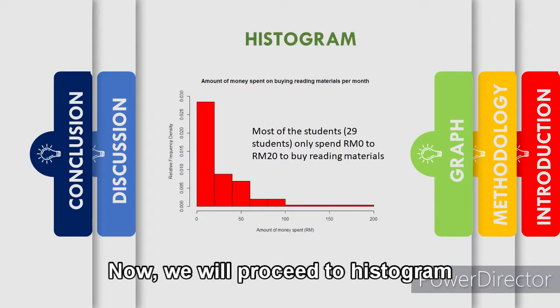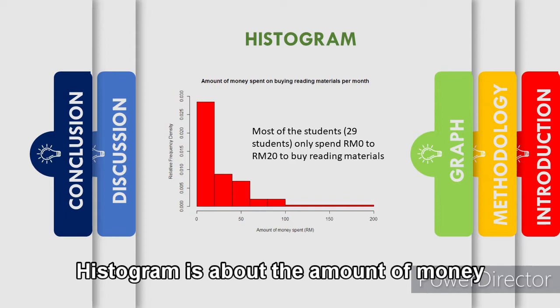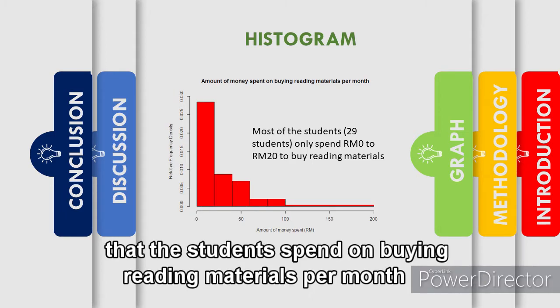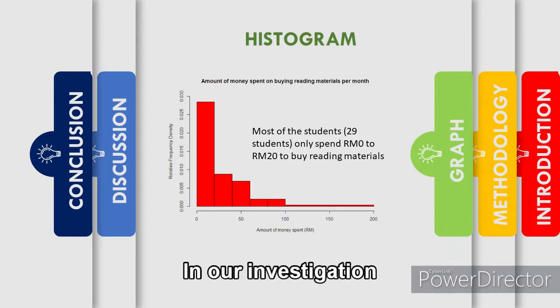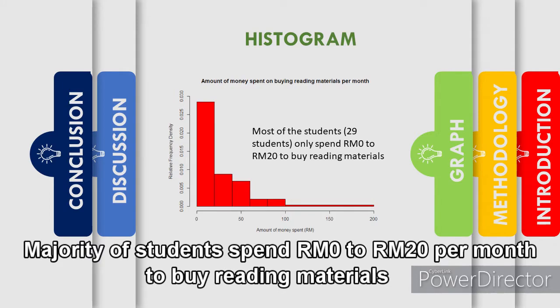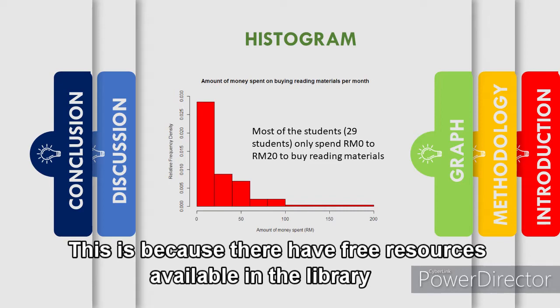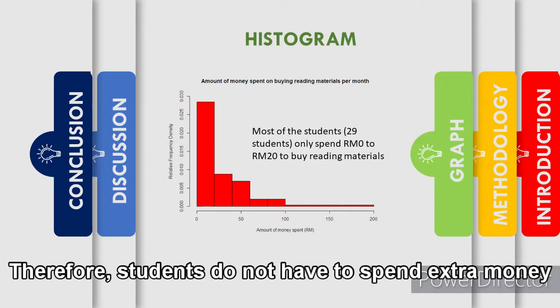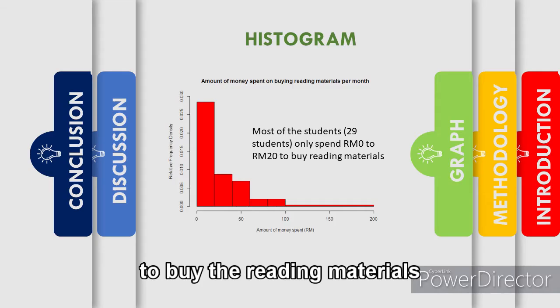Now, we will proceed to the histogram. The histogram is about the amount of money that the students spend to buy reading materials per month. In our investigation, majority of students spend 0 to 20 ringgit per month to buy reading materials. This is because there are free resources available in the library. Therefore, students do not have to spend extra money to buy the reading materials.